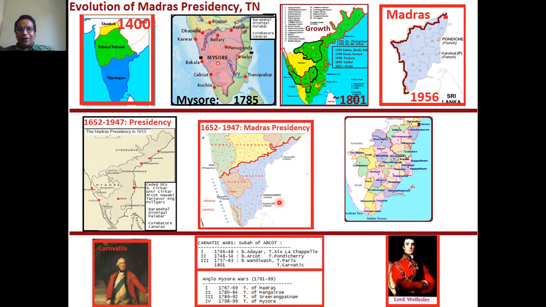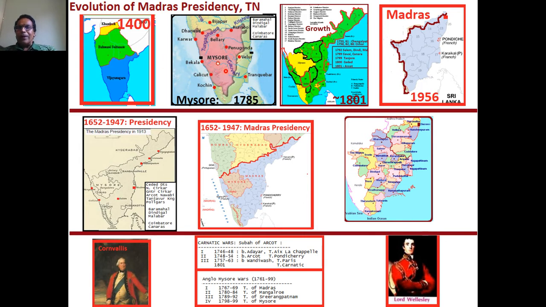This slide shows the overall bird's eye view of the formation of Madras Presidency. We'll start at 1400 when there was a Vijayanagara Empire south of the Tungabhadra and Krishna rivers, then the Bahamani Empire north of the Krishna river, and a Khandesh territory in the Satpura mountain range and western Vidarbha region.